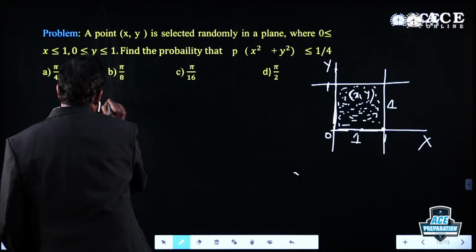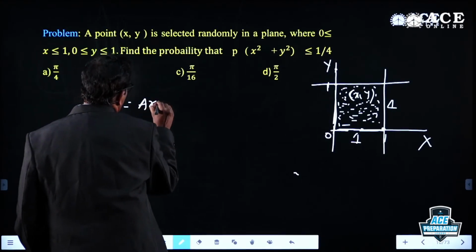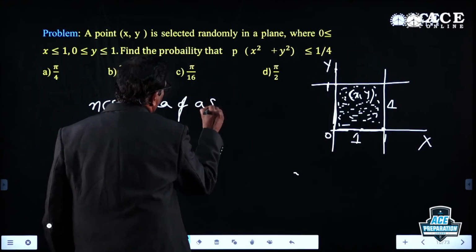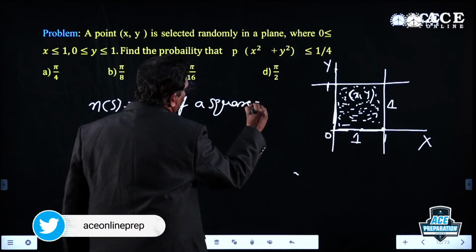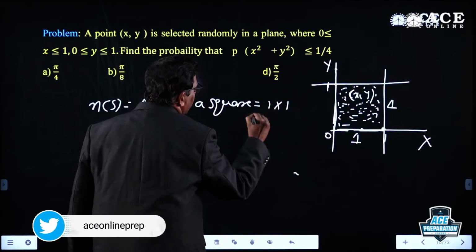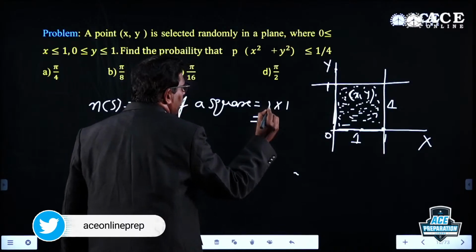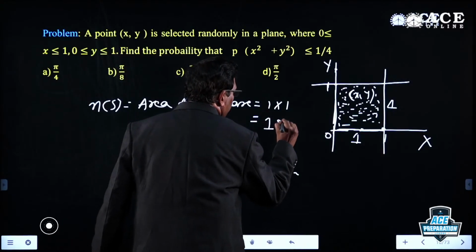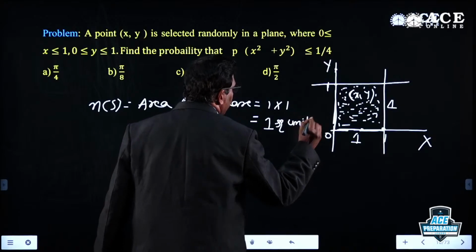So n of S is nothing but the area of a square. What is the area of a square? That is nothing but 1 into 1, that is 1 square unit. Is that right or not? 1 square unit is the area of the square.